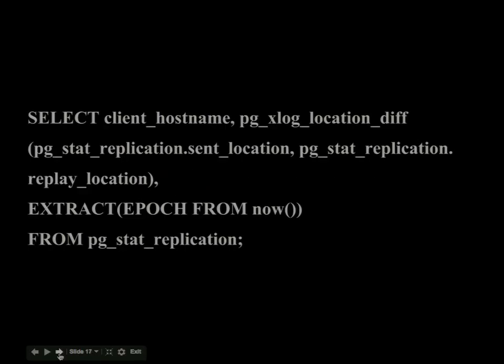So that was time measurement. Byte measurement. Again, I didn't write this because someone wrote it for me. Very, very similar to the last one that we saw. What's the position sent? What's the replay location? And where am I? Pretty straightforward, pretty clear, exactly like we saw.